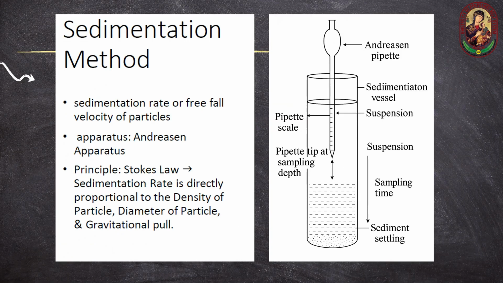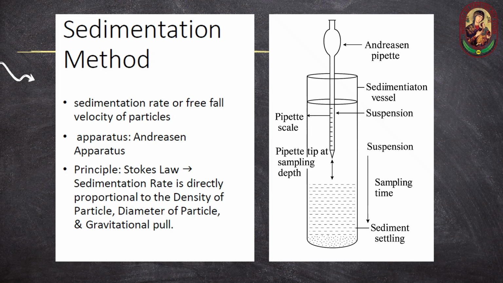Now let's move on to the sedimentation method. This technique measures how fast particles settle or fall through a liquid. We call that the sedimentation rate or free fall velocity. The setup uses the Andreasen apparatus, which you can see on the right. It consists of a sedimentation vessel filled with suspension and a pipette that samples the liquid at a specific depth.